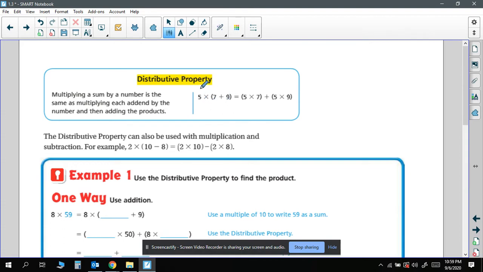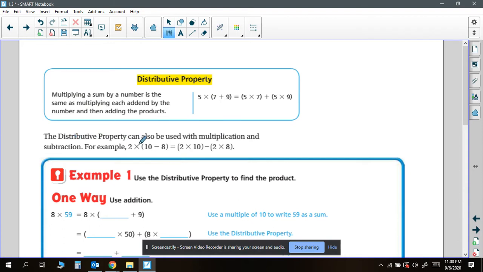Okay? What they're doing is they're splitting this apart. So we take this 5 and we multiply it times the 7, and that's what they did here. And then we take that 5 again and we multiply it times the 9, which is what we did here. And then we add those two together. All right? So then you would take your 5 times your 7, and then your 5 times your 9, and then you add them. So you're going to get the same thing over here as you would have gotten over here. All right? So let's look down a little bit here.